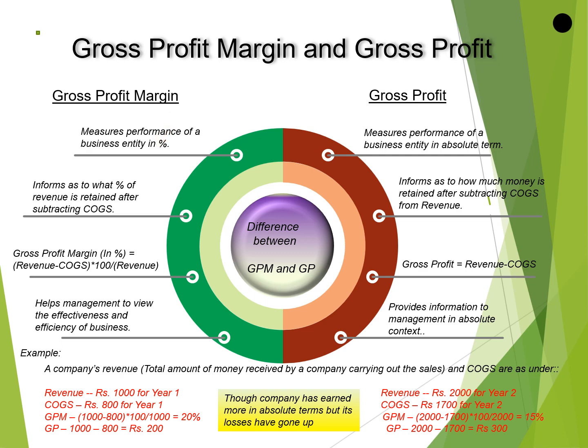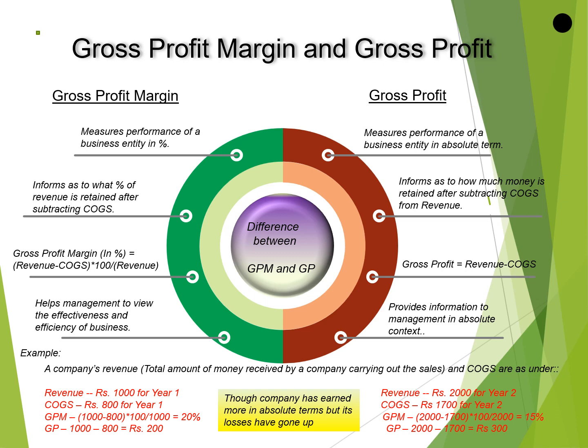One more similar term is gross profit. This also is very widely used in all the business entities. Let's understand the two terms and the difference between these two. So gross profit margin measures the performance of a business entity in percentage, whereas the gross profit measures the performance of a business entity in absolute terms. This is what we just said.